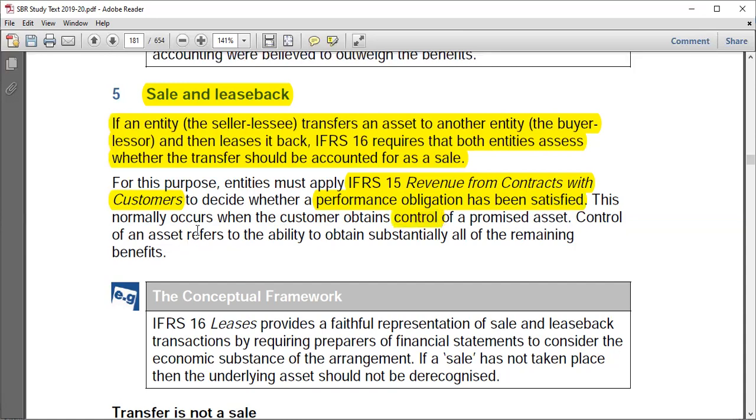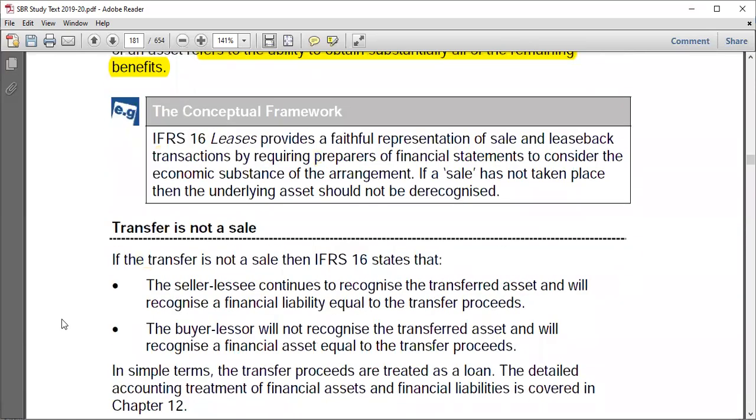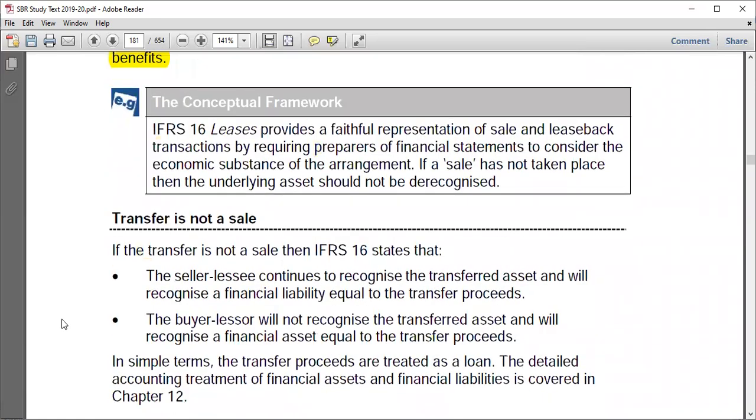Control of an asset refers to the ability to obtain substantially all of the remaining benefits. Of course, you sell something to them, and it becomes under their control. They can decide, they can direct the use of that asset, something like that. They are writing a conceptual framework, but the standard is the standard. They're just trying to make a comparison.